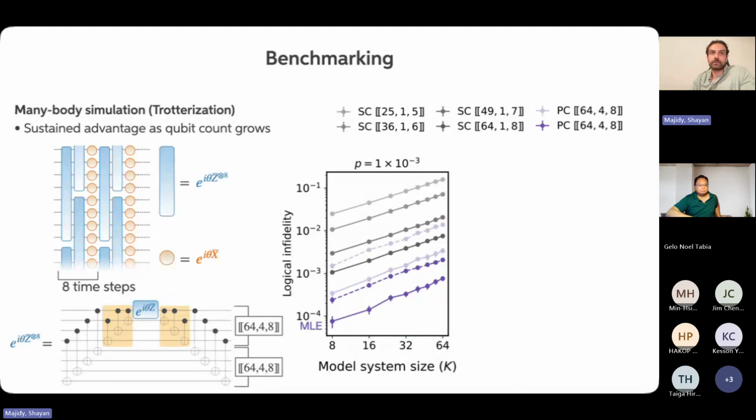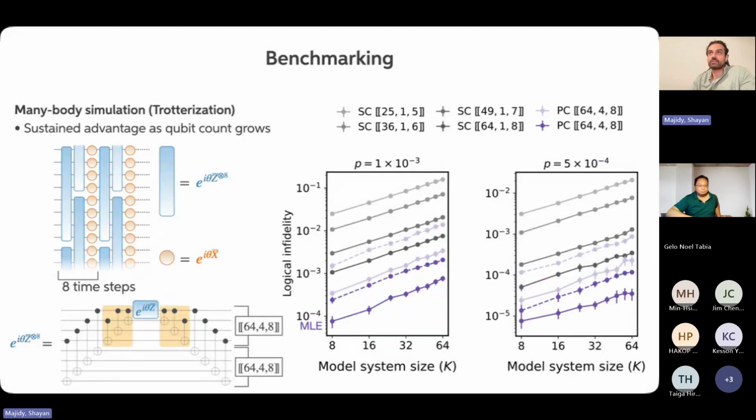And we do the same benchmarking. What we find, again, for current on the left and near term on the right, for the current term, we get about 100x improvement if we match the qubit count. And if we allow the surface code to have twice as many qubits as we do, we still get a 10x improvement.